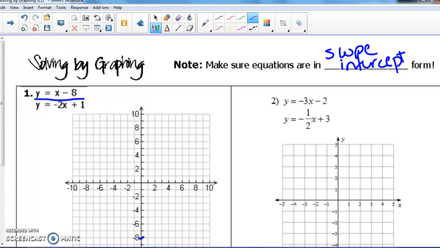So a slope of 1 either goes up 1 and right 1. And like I said, we can do that a bunch of times. It could also go down 1 and left 1.